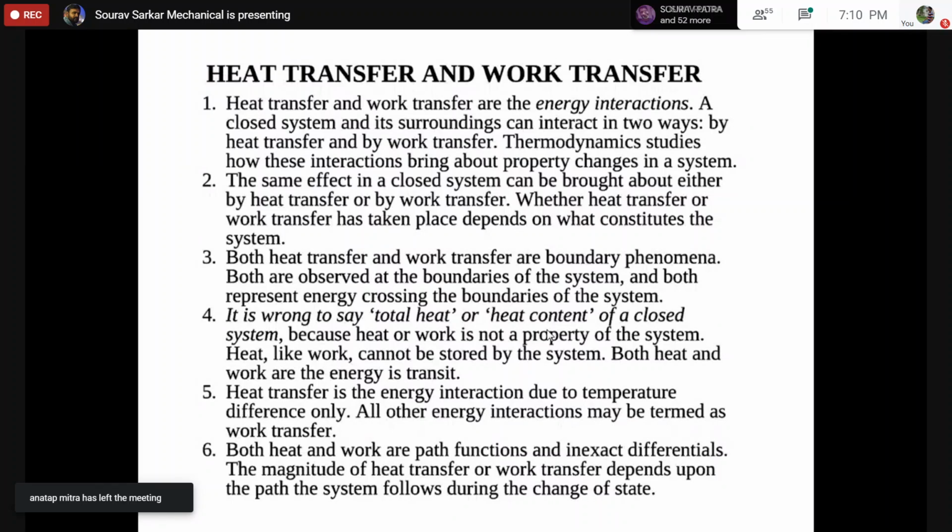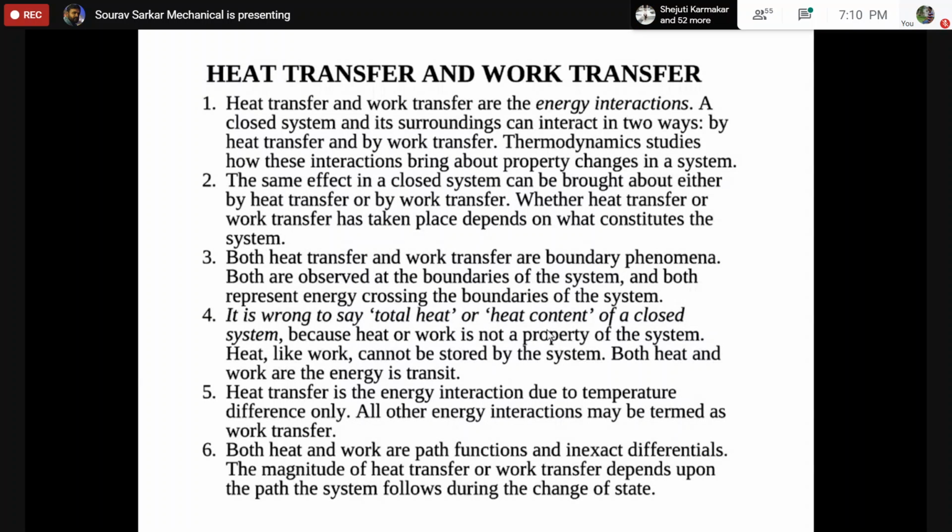Either it can transfer some heat from the surrounding that will force the system to change its state from 1 to 2. Or maybe the environment will perform some work, and due to this the system will change its state from 1 to 2. Or maybe there is some partial heat transfer and some partial work transfer, and due to this the system is changing its state from 1 to 2.